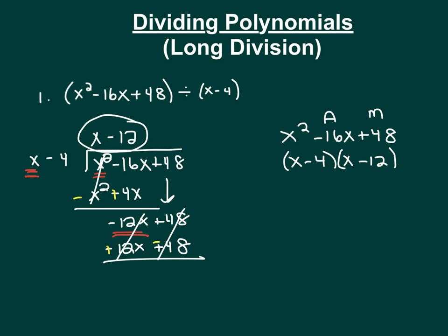What you'll notice is these factors we'll see right here and right here. And it makes sense because if x minus 4 times x minus 12 gives you this expression, if you took this expression and divided it by one of its factors, wouldn't it give you the other factor right there?